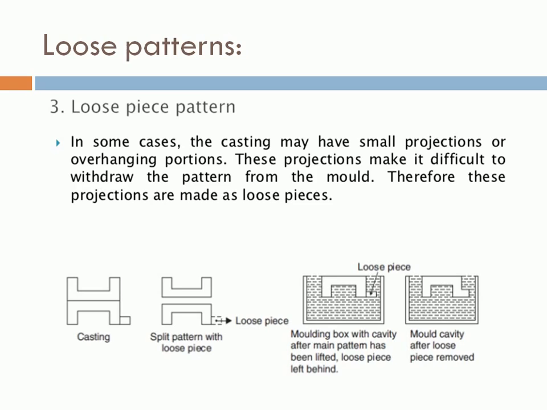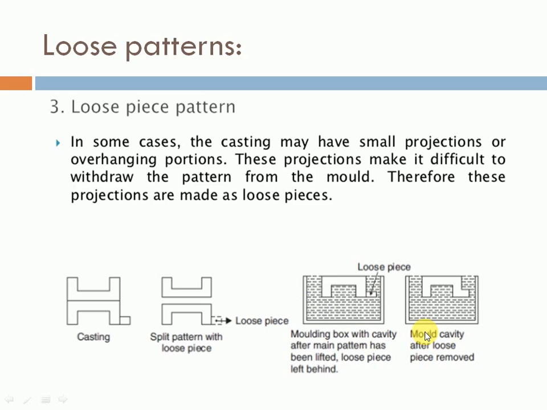So therefore these projections are made as loose pieces. So this is a loose piece. This is a casting. This is a split pattern with the loose pieces. This one is over here. This one is our product to be cast, and this is the loose piece, and with the use of that we can easily withdraw the particular pattern from the mold. This is a molding box with a cavity. After the main pattern has been lifted, loose pieces are left behind, and then the mold cavity after the loose pieces are removed, right?